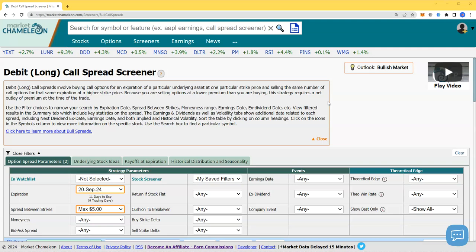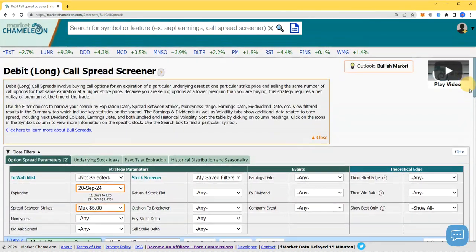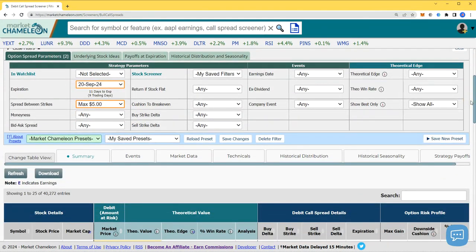Debit call spread tutorial with Market Chameleon. This is what we're doing today. Now last week I've done 1 or 2 videos about debit call spread. I want to keep going with all the filters.